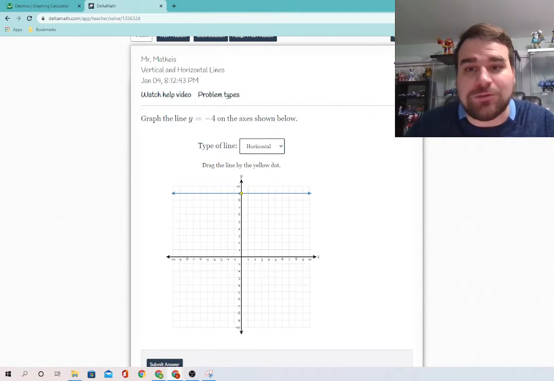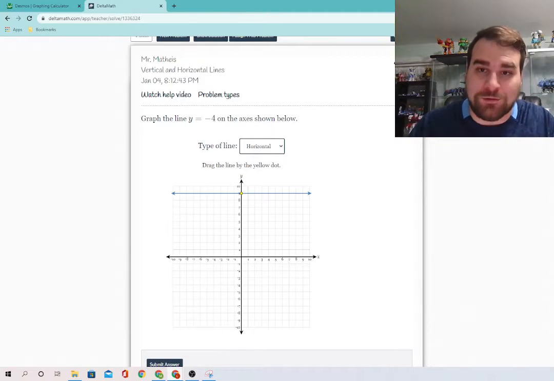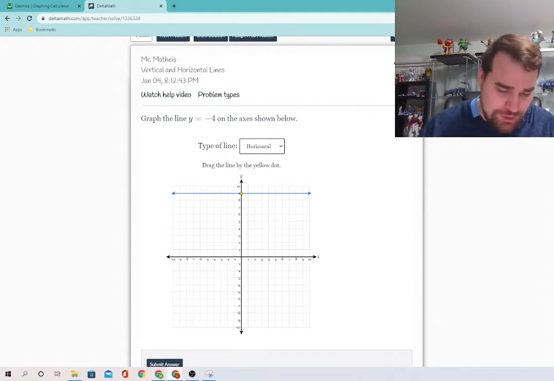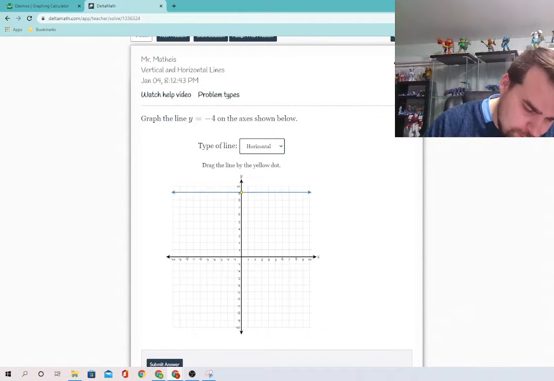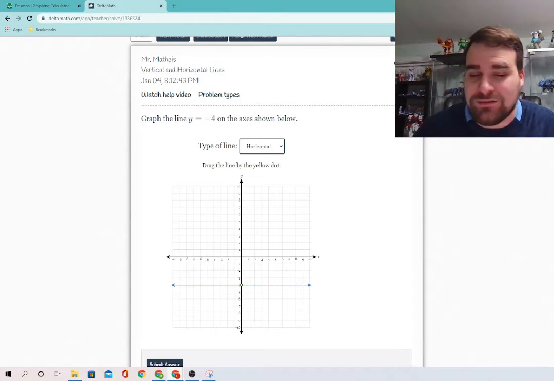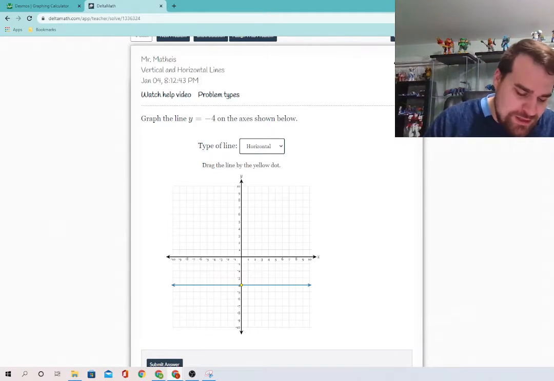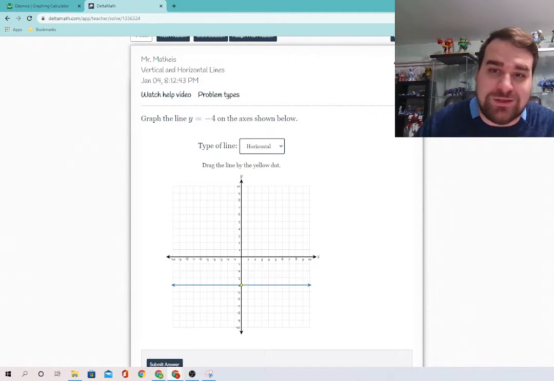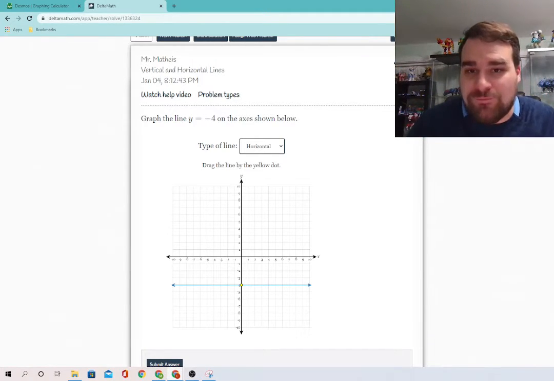It says y equals -4, right? So we're going to drag it to -4 on the y-axis. And what you'll notice is this yellow dot is already on the y-axis, right? So I'm going to drag it down right there to -4. And that's my line. That's it. It's done. Because every single point on this line, all the way across, has a y value of -4, right?